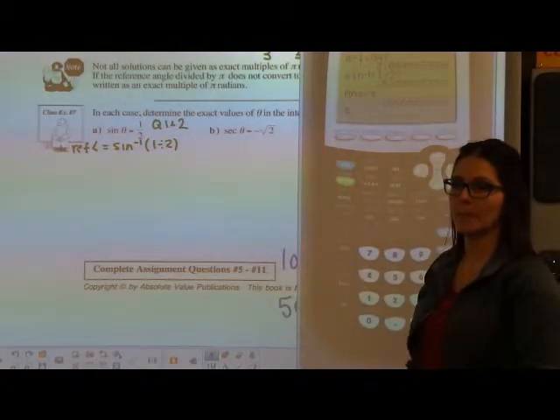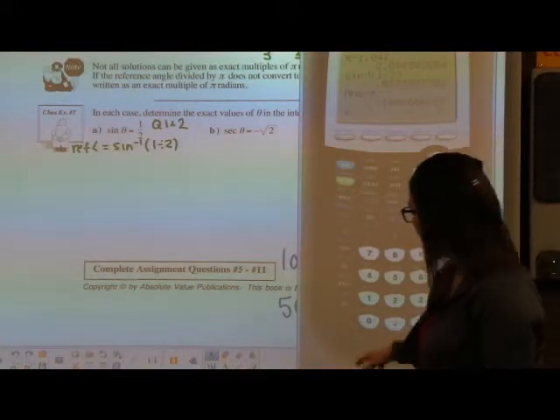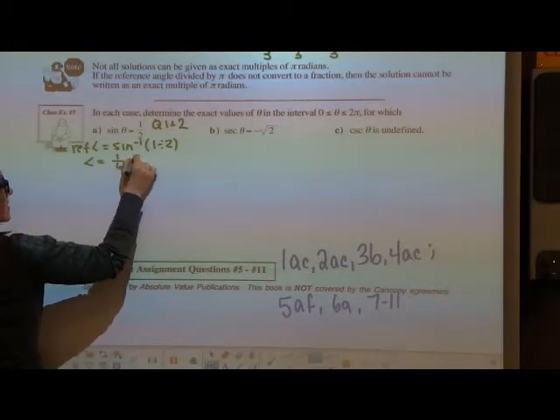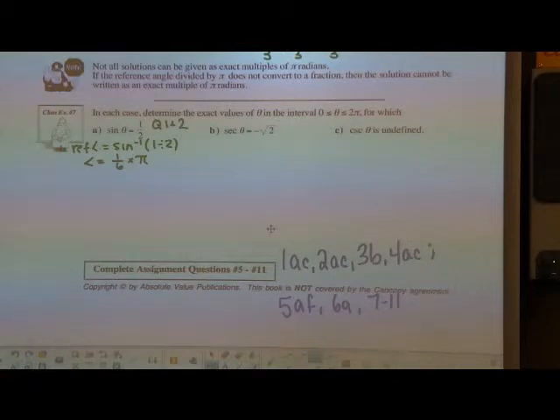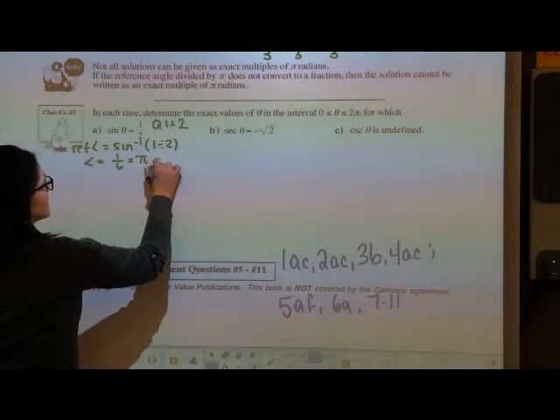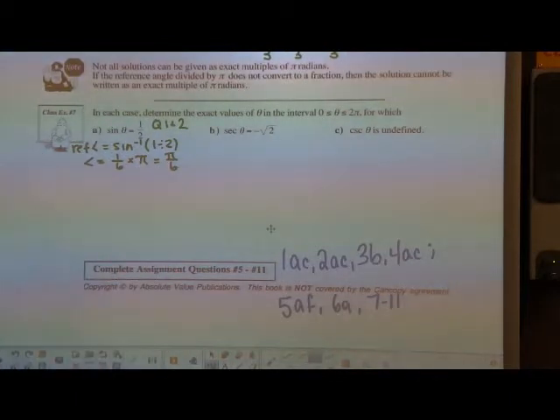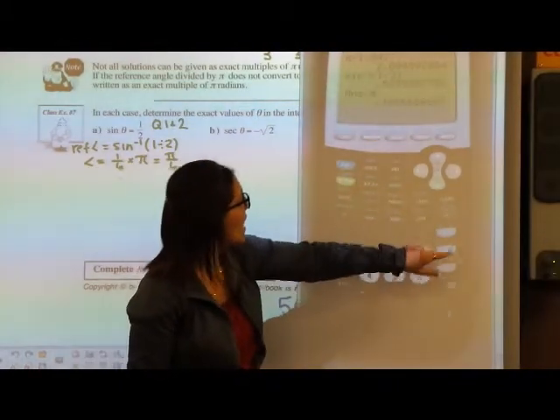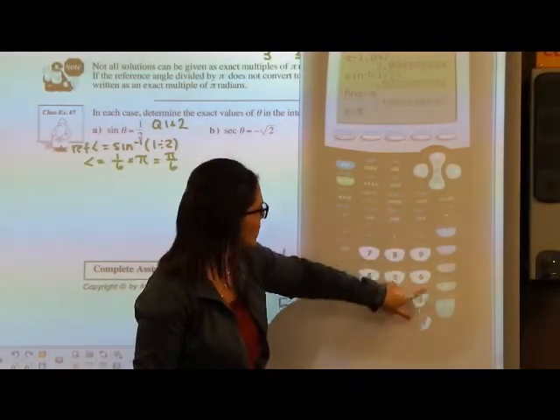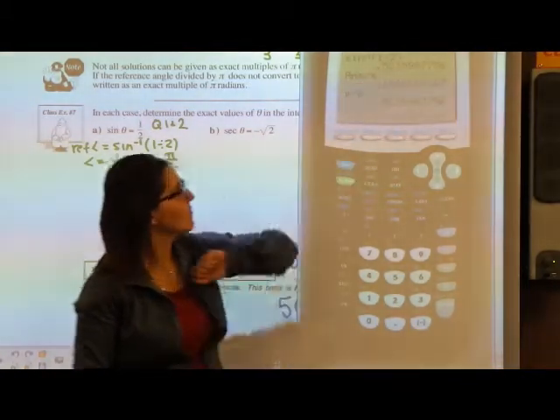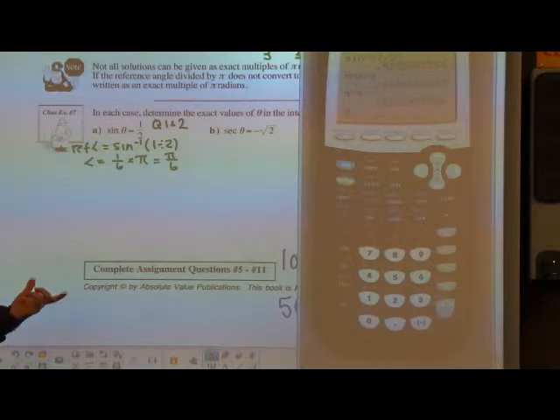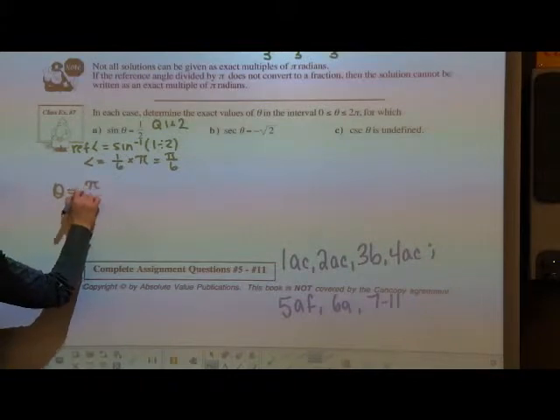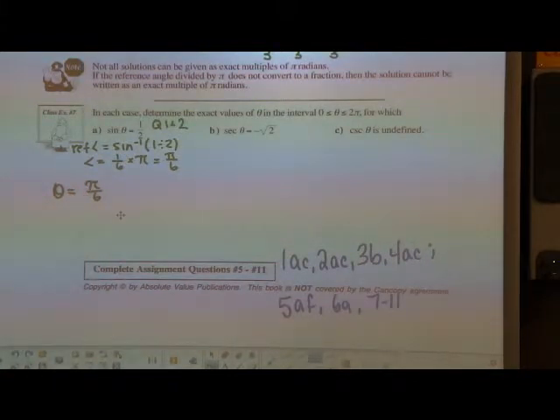Change that to a fraction. 1/6. So I end up getting 1/6 times pi, because I had to put the pi back in, which then gives me pi over 6. That's my reference angle. And if I was to double check that, if I go pi divided by 6, there's my 0.5235, etc. Okay? So in quadrant 1, the reference angle is the same as the rotational angle, so I'm okay.